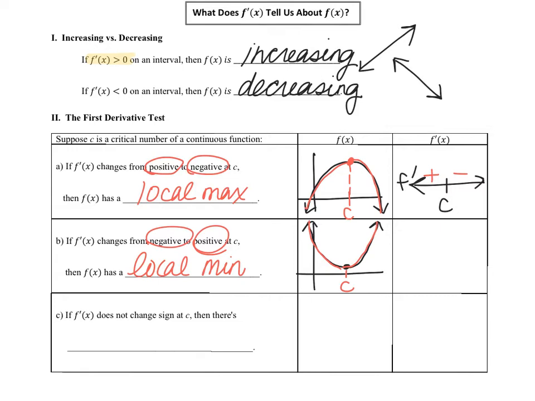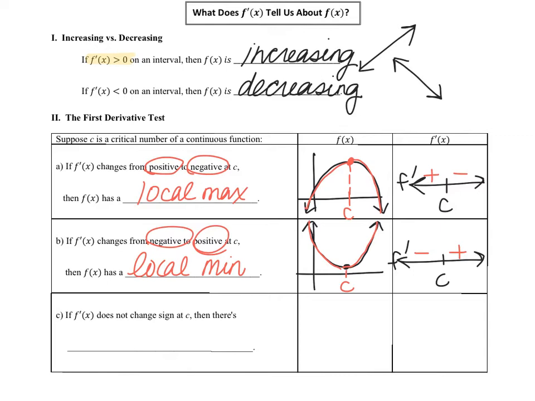So if we analyze just the derivative values around C in this case, the function went from decreasing, meaning the first derivative, the slope, was negative, and then it changes to increasing, so the first derivative, or the slope, is positive. So when the first derivative changes from negative to positive, that means that we have a local minimum.